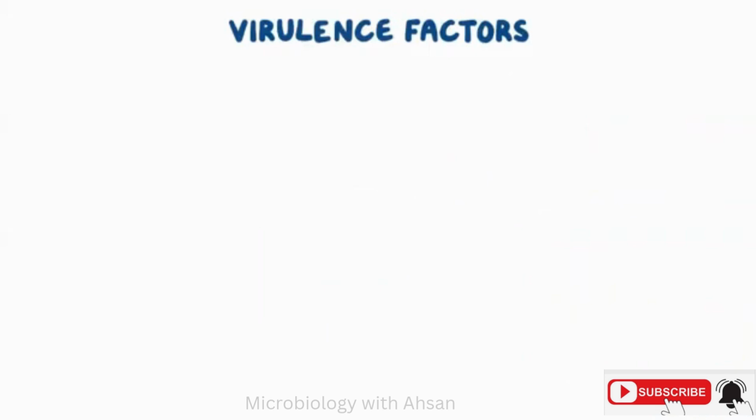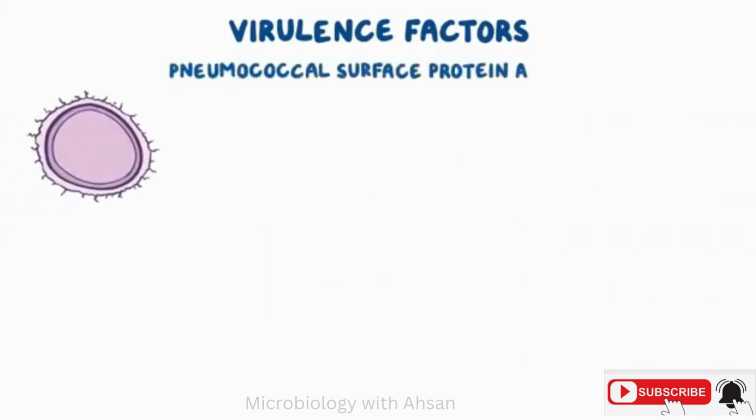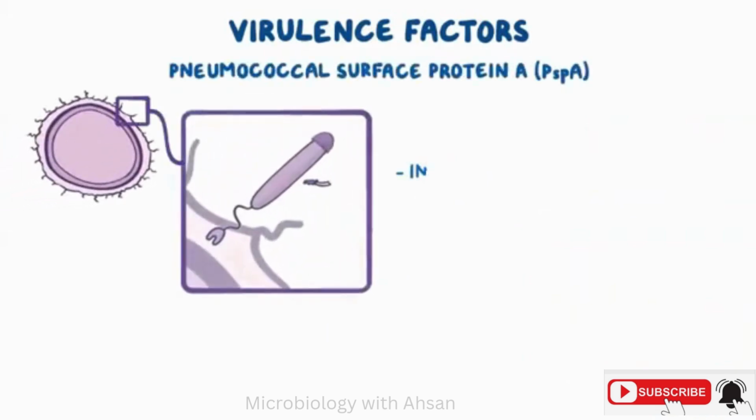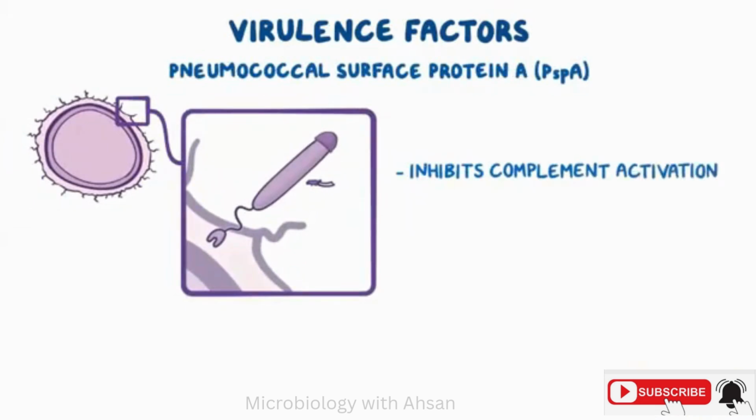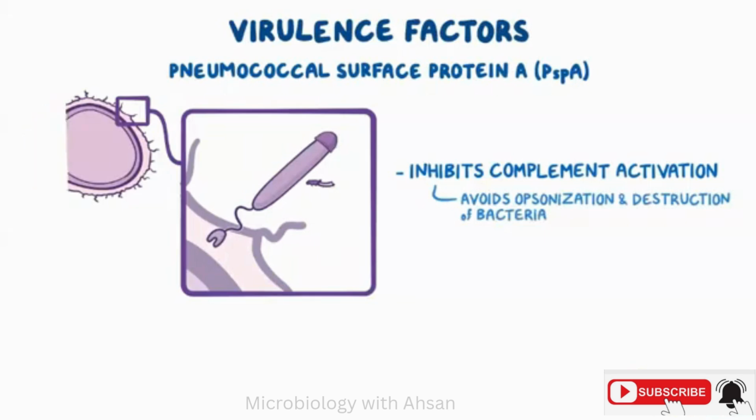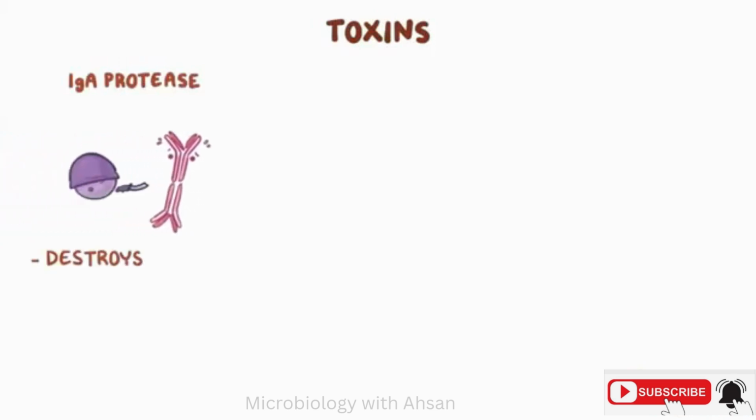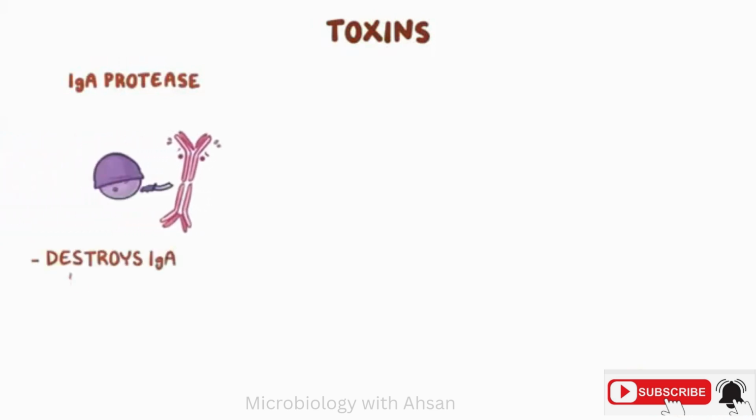Another virulence factor is pneumococcal surface protein A, or for short PspA, which inhibits complement activation. This way, strep pneumoniae avoids the opsonization and eventual destruction of the bacteria. As if that wasn't enough, strep pneumoniae also produces toxins, and the most important one is IgA protease. IgA protease destroys immunoglobulin A, or IgA, which normally binds invading bacteria so neutrophils can destroy them. That's like a computer virus taking over the antivirus software.